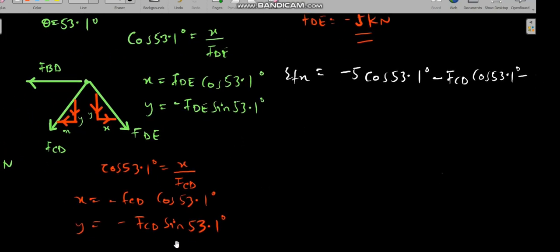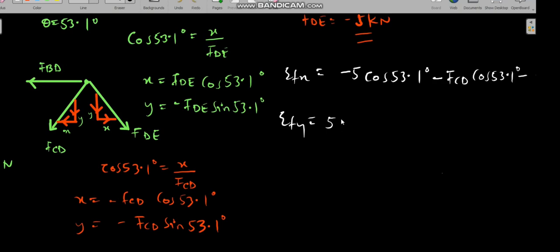So for the x component, oh, so that's for the x components. Let's write for the y components. For the y components, we have two y components here. So the first one was the sum of forces in the y component. That's negative FDE, so that's negative 5. But since they are negative, we get 5.